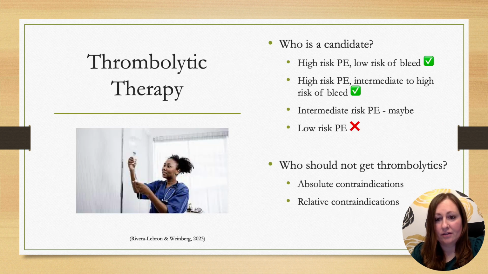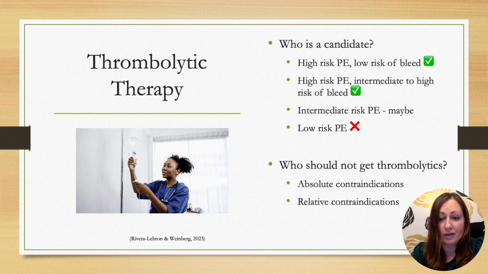Thrombolytic agents activate plasminogen to form plasmin, which accelerates the lysis of the clot. This therapy is used to rapidly dissolve a clot and improve cardiorespiratory hemodynamics. Thrombolytic therapy, however, is associated with bleeding that can be catastrophic. Patients must be carefully selected for this treatment.